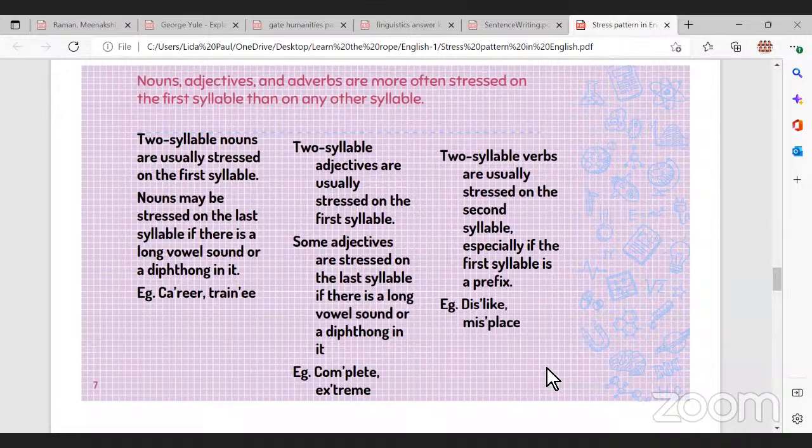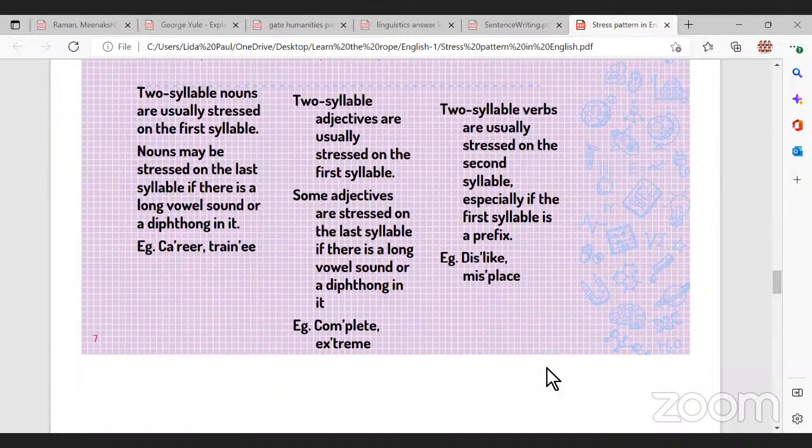So nouns, adjectives, adverbs, all of them take usually the stress on the first syllable, but if it has a longer vowel at the end of the word, then the stress shifts to that. In verbs, mostly on the second syllable, especially if it has a prefix and the verb itself is monosyllabic, then the stress again falls on the second syllable. Dislike, misplace, right? Unpack, all of that.